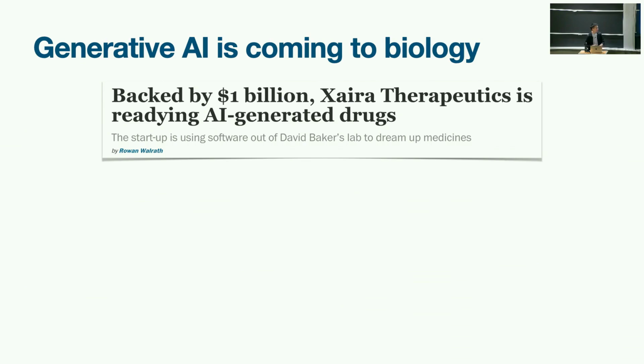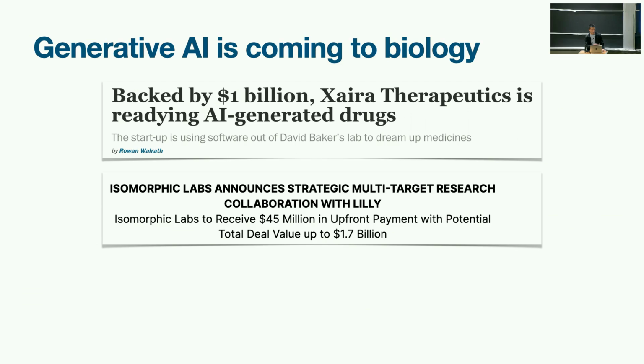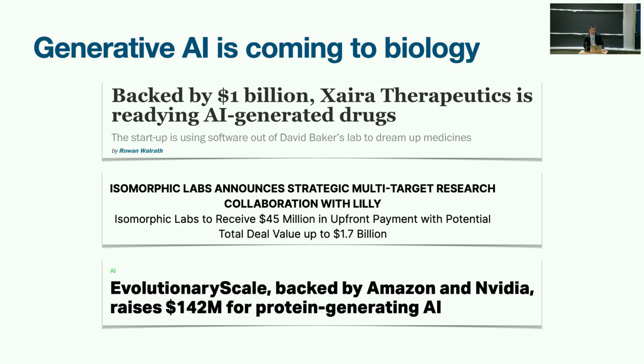Okay, so I think the last thing to say is, if you're into entrepreneurship and stuff like that, generative AI is having a huge impact in the startup space. Recently there was a startup by David Baker's lab, based off RF diffusion, that is backed by $1 billion. There's also Isomorphic Labs, the spin-out by DeepMind, where they have these crazy billion-dollar deals with pharma companies. And there's also a language model-based technology for protein design that recently raised $142 million. So this is a very active space for entrepreneurship if you want to work in AI and technology.